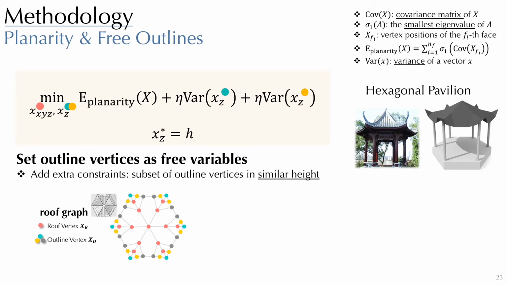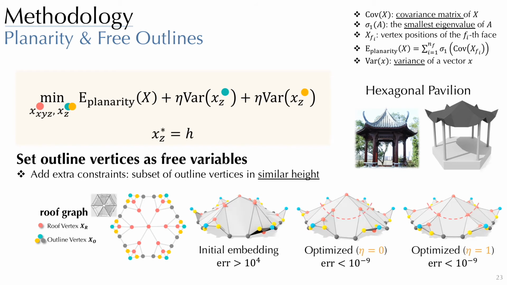For example, here we show a pavilion where the outline vertices are not in the same height. We categorize the outline vertices into three groups with different colors as shown in the bottom. In practice, all the green outline vertices are supposed to have the same height, and so are the yellow outline vertices. We therefore add two extra regularizers to penalize the variance of the height of the green vertices and the yellow vertices respectively. Starting from a random embedding, we solve the problem with and without the extra regularizers, which is controlled by the parameter eta.